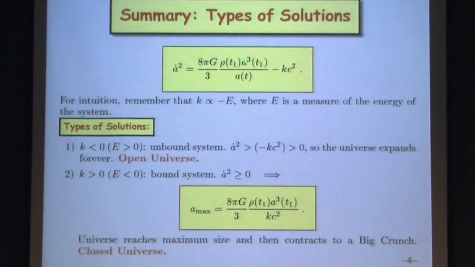And that gives you an a max, which is what you get if you just set the right-hand side equal to 0, given by that expression. A can never get bigger than that, because if it did, the right-hand side of the equation would become negative, which is not possible. So this universe will reach a maximum size, which we've just calculated, and then turn around and come back. So we already have a very non-trivial result here.